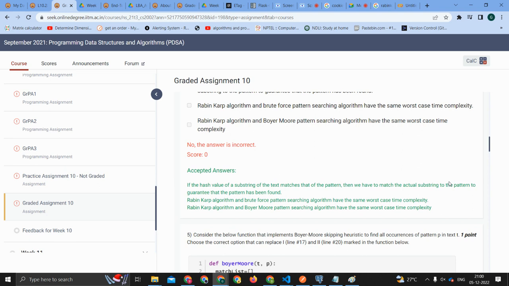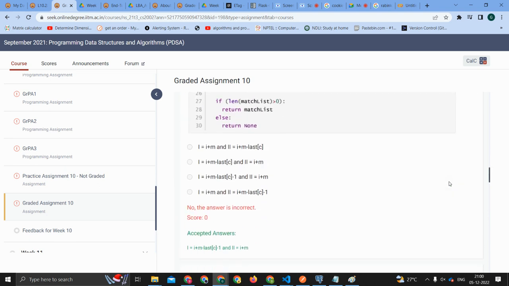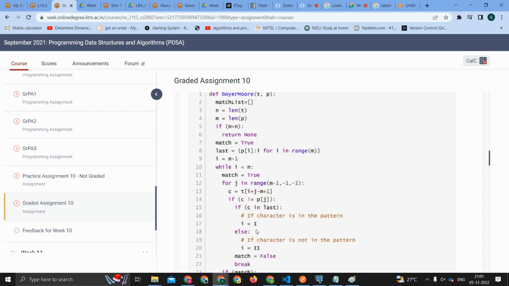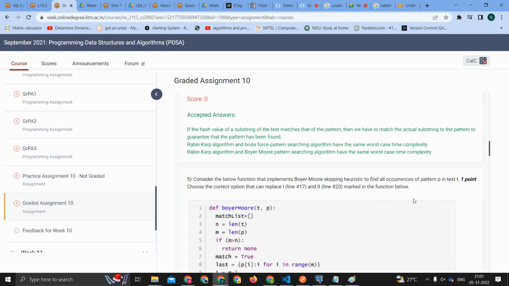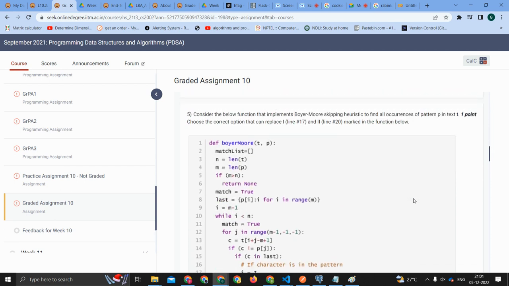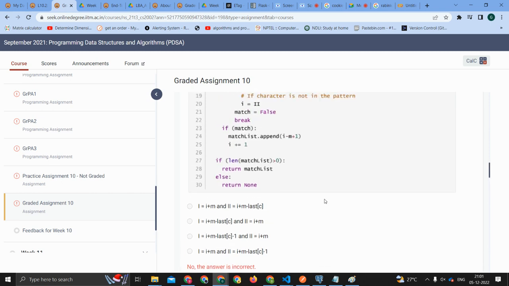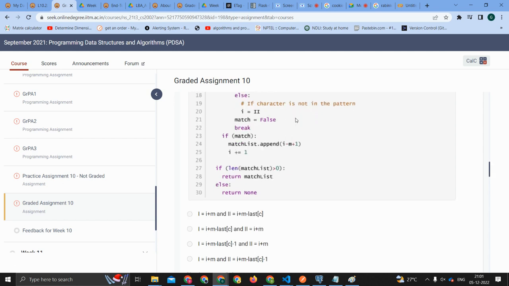So we'll go further. We have Boyer Moore. They are saying that line 17 and line 20 are marked as a function below. Choose the correct option that can replace line 17 and line 20. If the character is in the pattern, what are we supposed to fill in here?